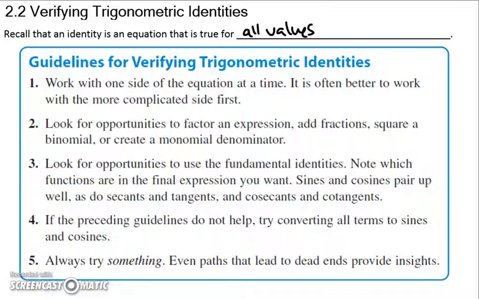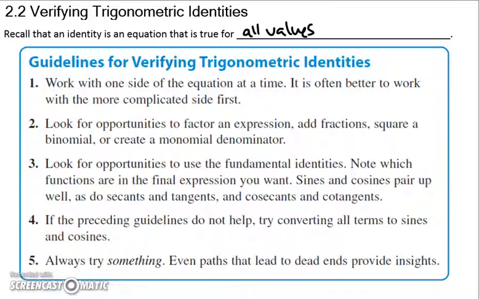That's easier so we can take something complicated and simplify it instead of trying to take something simple and making it more complicated. Factoring, adding fractions, squaring a binomial, creating a monomial denominator, all of those things are things that we're going to want to look out for. Now, creating a monomial denominator, that's going to happen from multiplying by our conjugate and then using a Pythagorean identity.